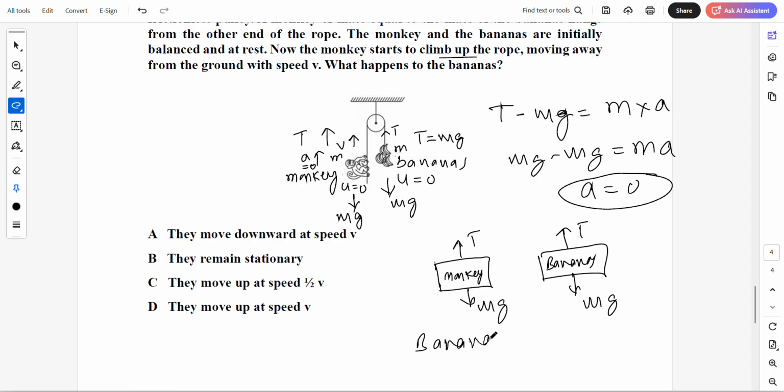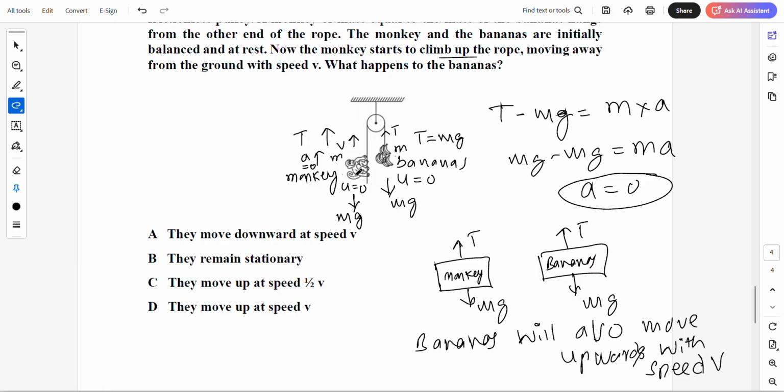Here the bananas will also move upwards with speed V. Bananas will be moving upwards and the monkey will also be moving upwards. Their distance will always be constant. They move up at speed V. What happens with the bananas? They move up at speed V.